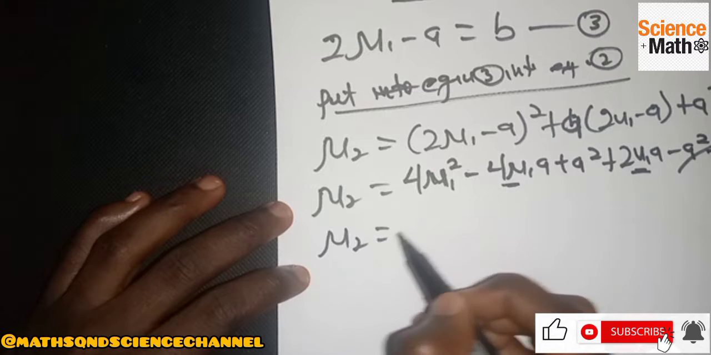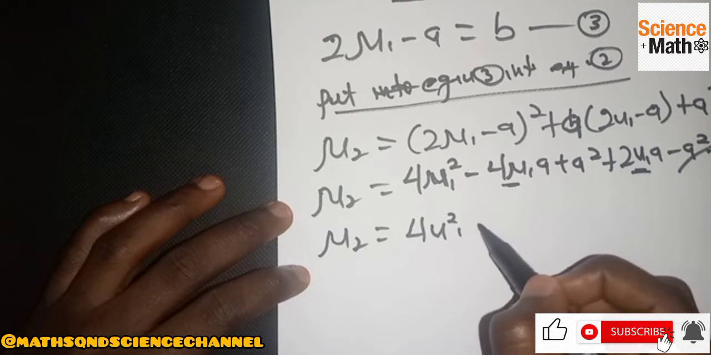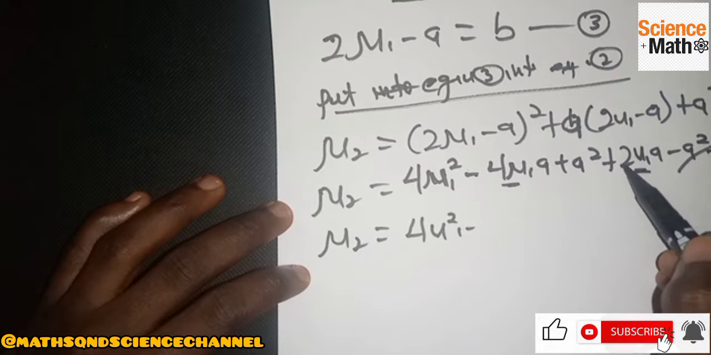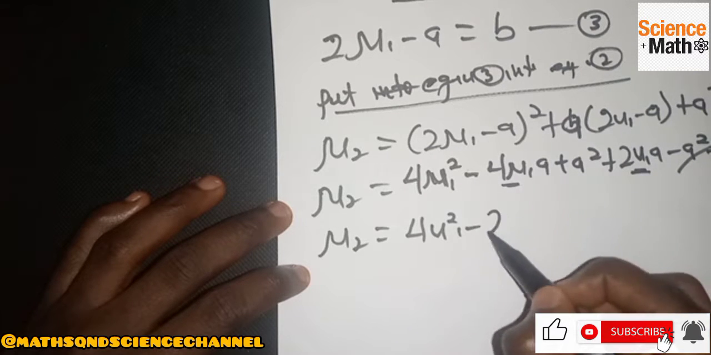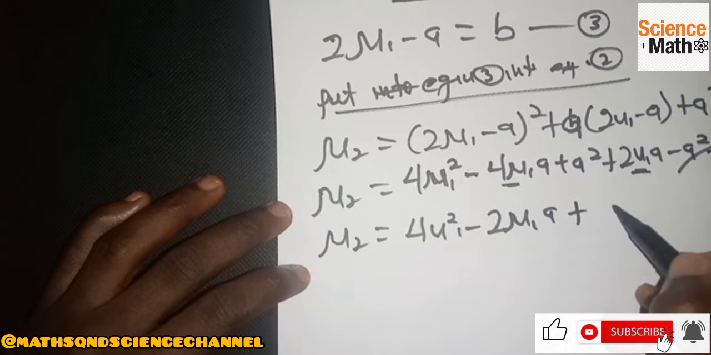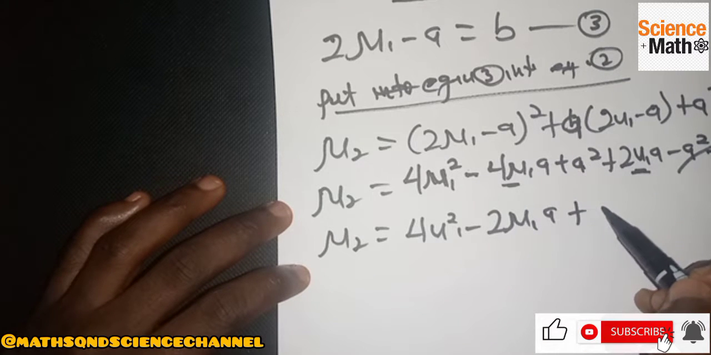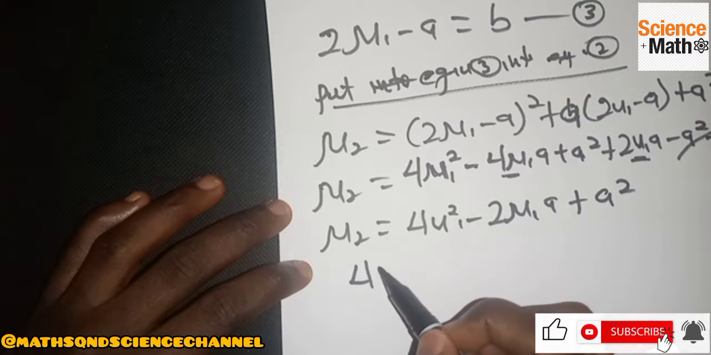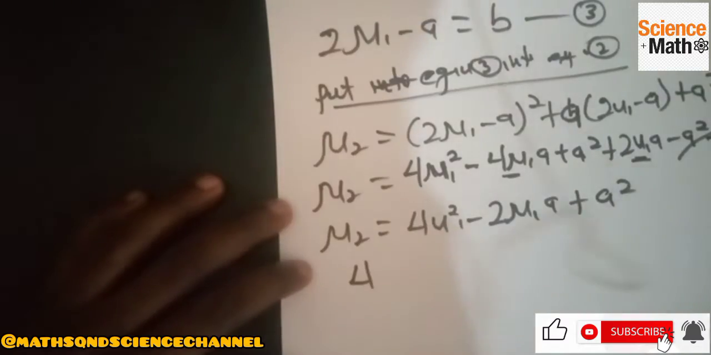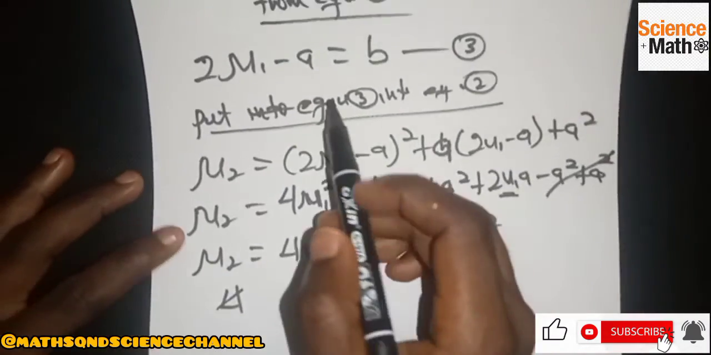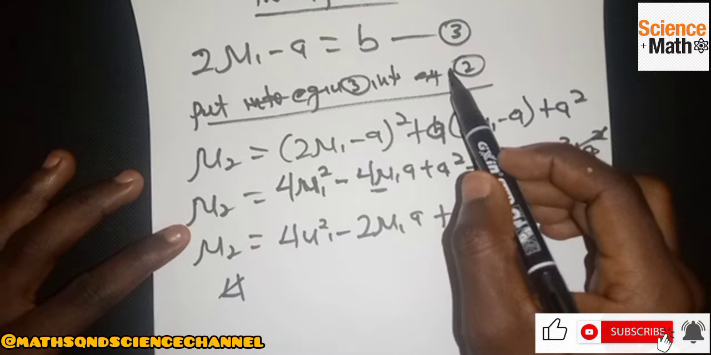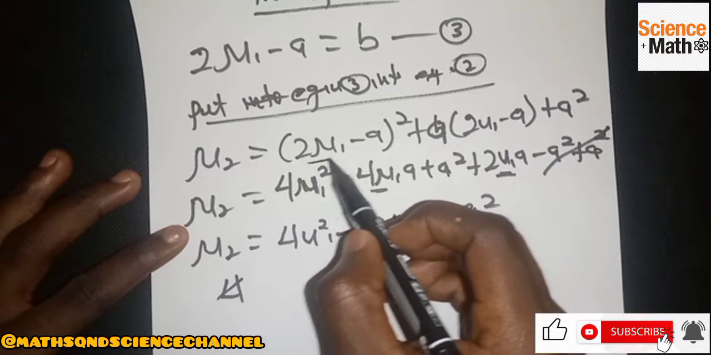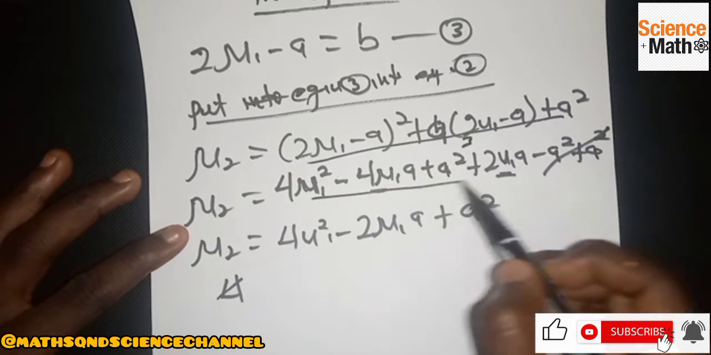So we have mu 2 here being equal to 4 mu 1 squared here, and then minus 4 mu 1 a, plus 2 mu 1 a, which is just minus 2 mu 1 a, plus a squared here. So let's send this to the other side. Remember, we are putting equation 3 into equation 2, and in equation 2, all of this thing here is divided by 3. Forgot to add it.